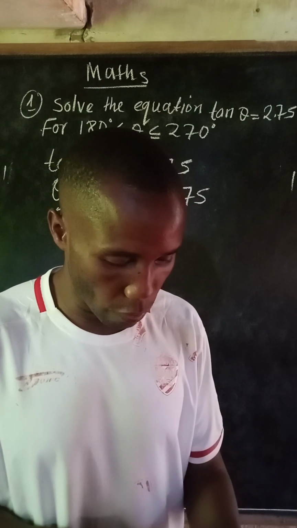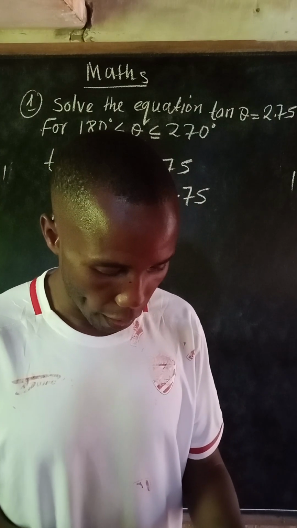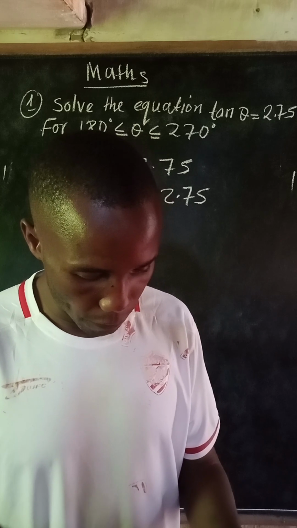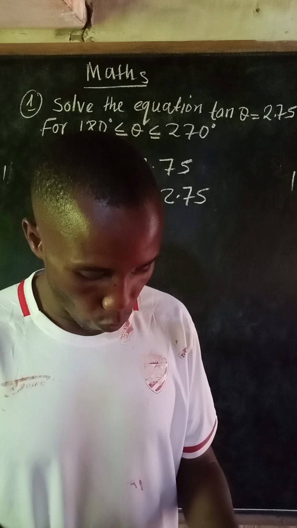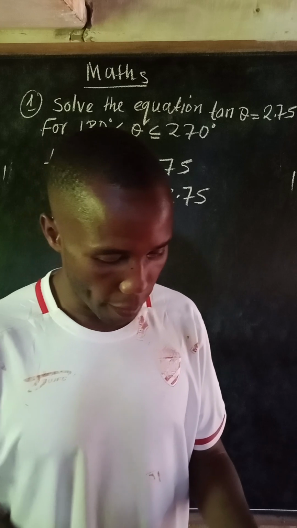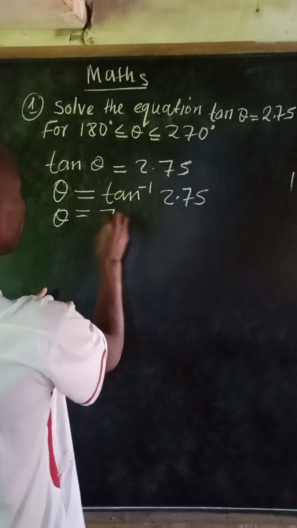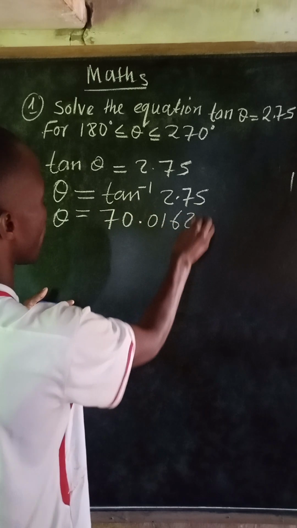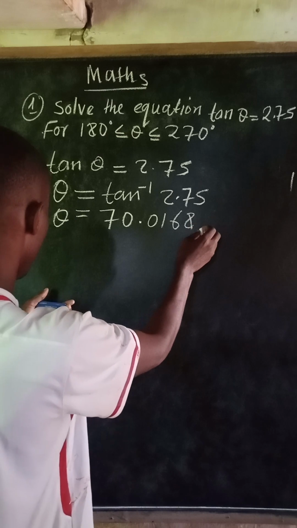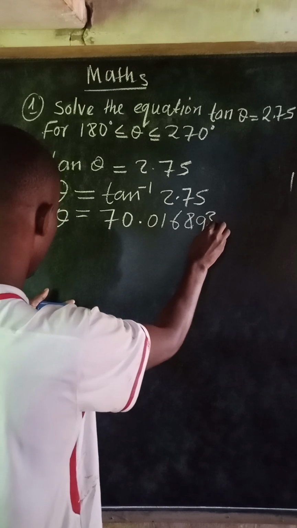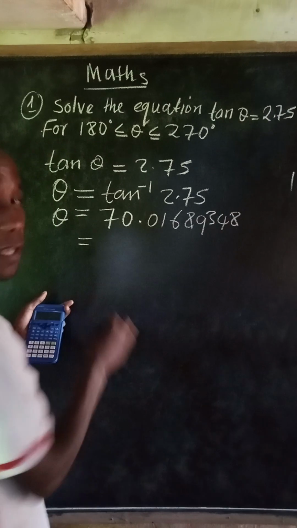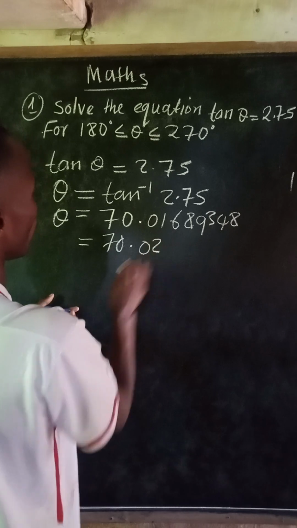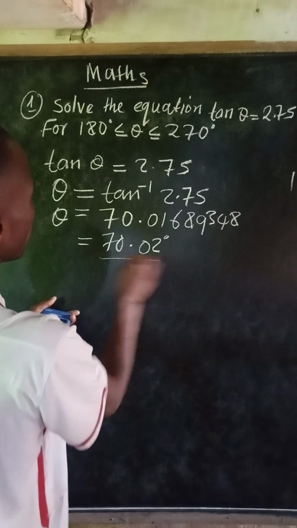So the answer now is going to be: shift, then tan, 2.75. The answer is going to be 70.01689348. This can further be rounded off to 70.02 degrees.